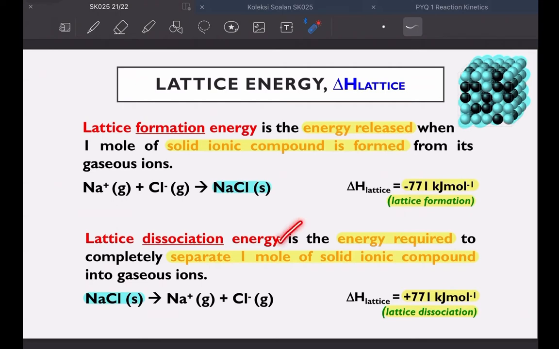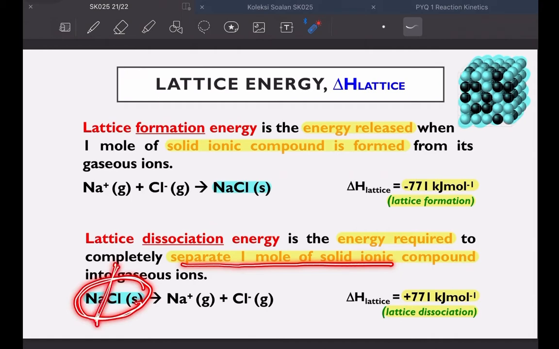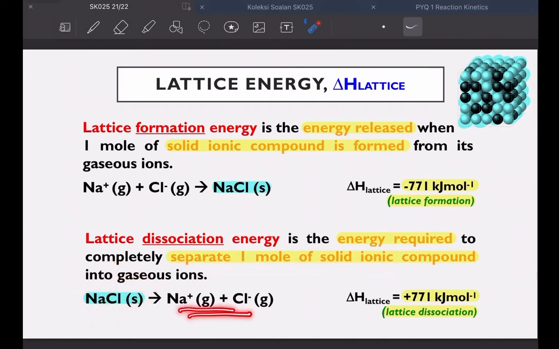Lattice dissociation energy is the one that we've used before in Hess's law in delta H solution, right? So this one is energy required, so energy absorbed to completely separate or dissociate 1 mole of your ionic solid. So basically you're going to separate your ionic solid, so you will need energy, okay? You will absorb energy, and then you will get your gaseous ions in this reaction. So this is an endothermic reaction for lattice dissociation.